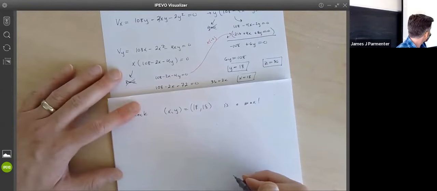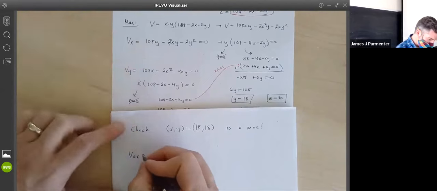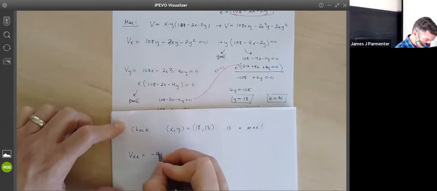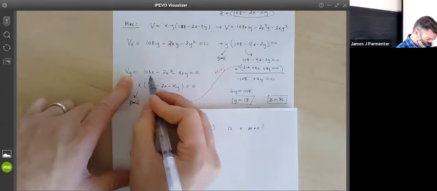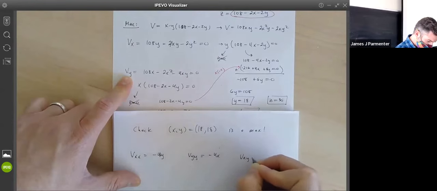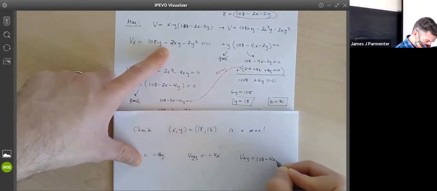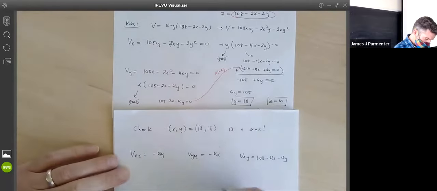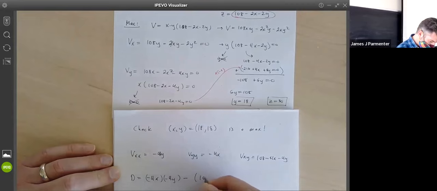All right, so we need to find VXX and VYY and VXY. So VXX is, nope, it's negative 4Y. That's it. VXX is negative 4y. That seems easy. Yep, no x there. VYY, I bet, is negative 4x. Yep, negative 4x. Yeah, that's right. And VXY is going to be a little more interesting. It's going to be 108 minus 4x minus 4y. So my D is going to be negative 4x times negative 4y minus 108 minus 4x minus 4y squared.